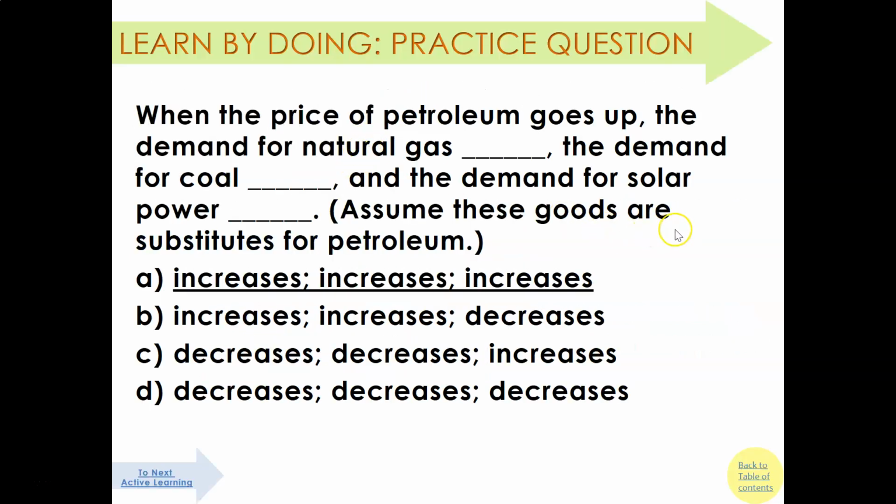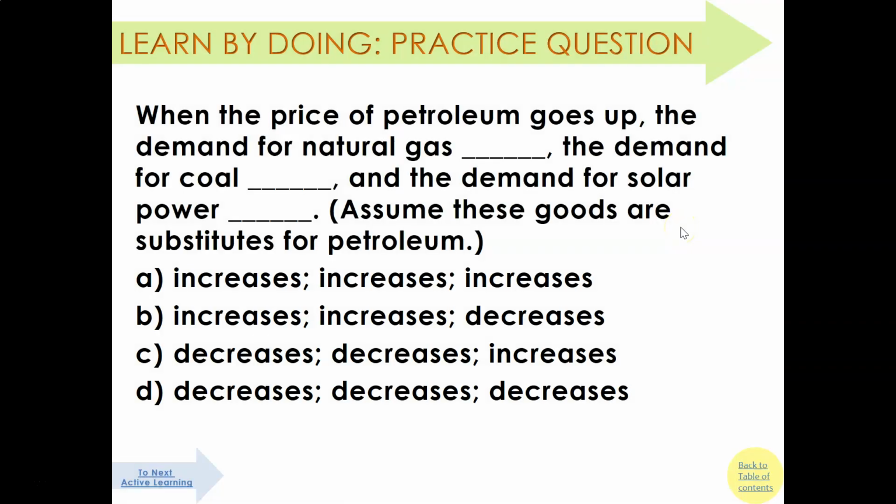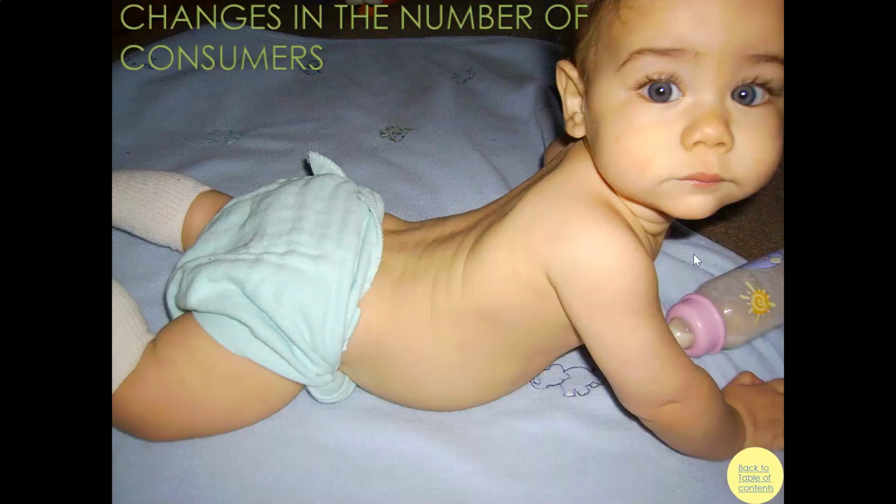So here's a learning by doing question, and I actually gave you the answer there. When the price of petroleum goes up, the demand for natural gas does what? The demand for coal does what? And the demand for solar power does what? So assume that they're all substitutes for petroleum. Each of these are just energy sources and substitutes. That means that if they're substitutes, if the price of one good goes up, then the demand for the other three substitutes must also rise as well. So the correct answer is A, increases, increases, increases, because these are all substitutes.